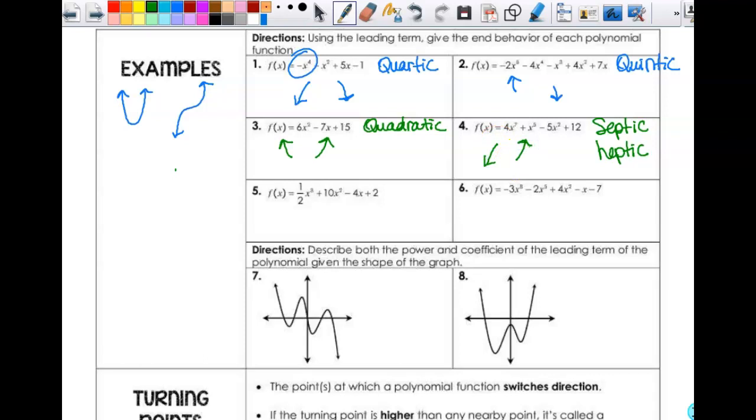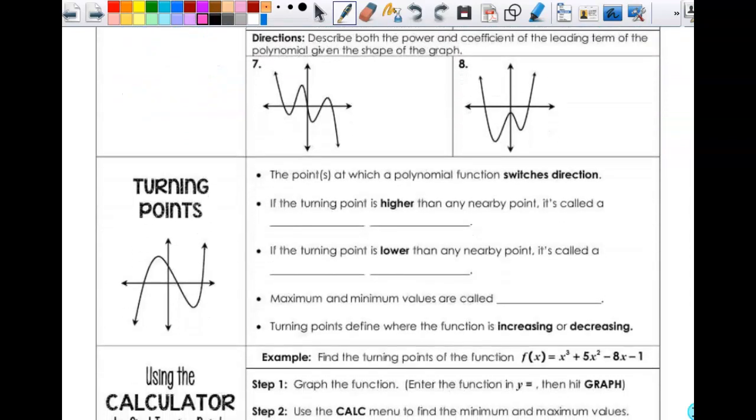Good enough? All right, so we're going to skip number 5 and 6. Let's look at numbers 7 and 8. So on 7, it says describe both the power and the coefficient of the leading term. So when I look at number 7, is that going to be an even or odd exponent? Odd. So we have an odd power. And would the leading coefficient be positive or negative? Negative. Any questions about how we know that or anything? We're good? All right, then you do number 8, and I'm going to get somebody to help me.